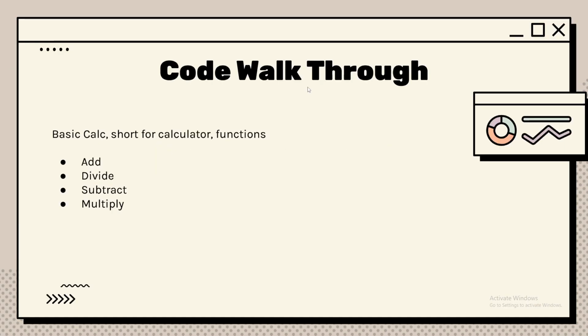So, to begin, this will be our first slide, or technically second, because this is actually our first slide. But the first slide with content today is going to be our code walkthrough. And the code base we're using for this is a basic calc, which is short for calculator. Whenever we say calc, we mean calculator. What can this calc do? Some of the functions on this calc are addition or add, division or divide, subtraction or subtract, and multiplication or multiply.